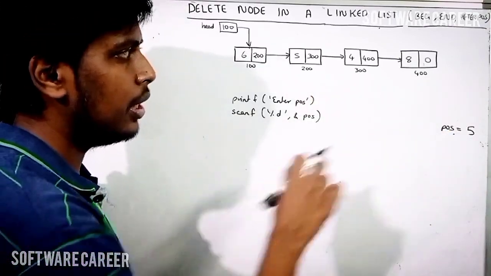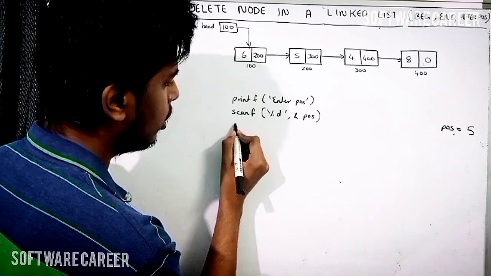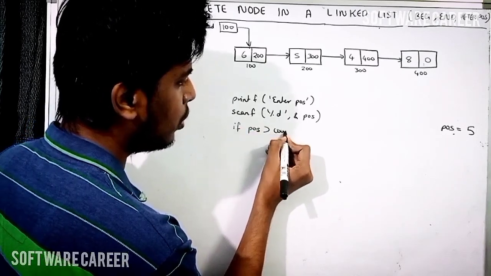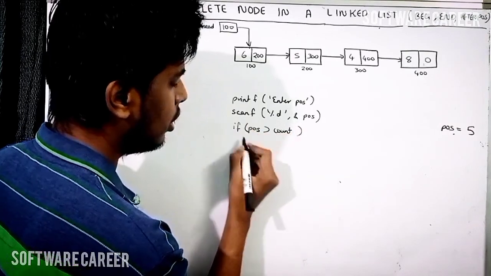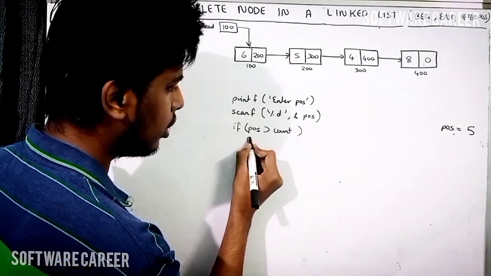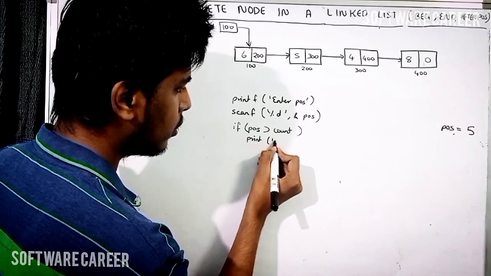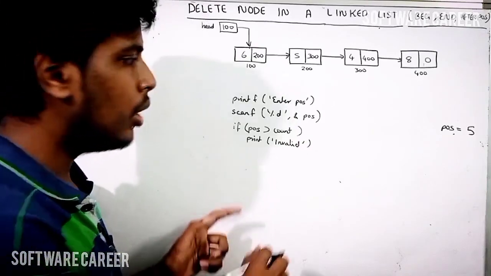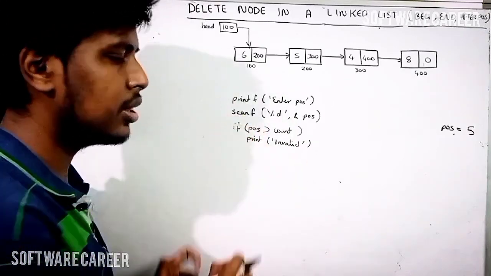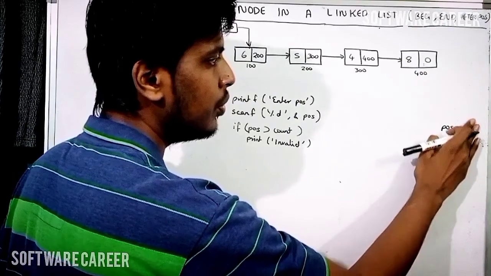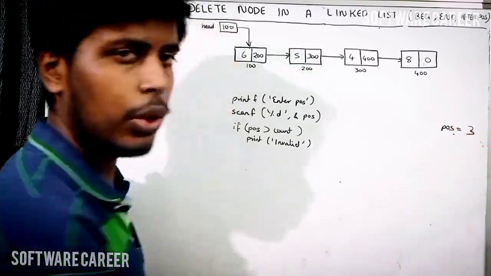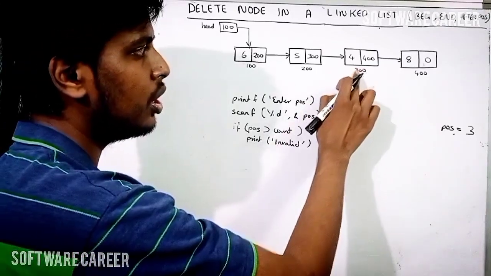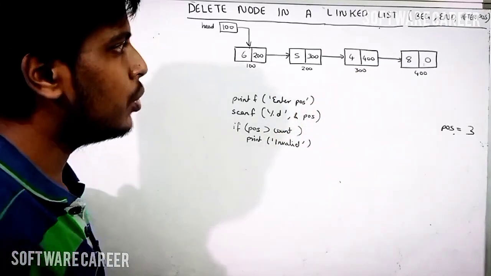So you can't delete. So I am writing the condition. See here. If position greater than count, where count is the number of nodes in the linked list, then print invalid. Now it prints invalid and it again asks the user to enter the correct position. So if the user enters 3, now let's see what happens. 3 means I should delete the 3rd node. This is the 3rd node, 300 is the 3rd node, I should delete it. How to delete? See here.